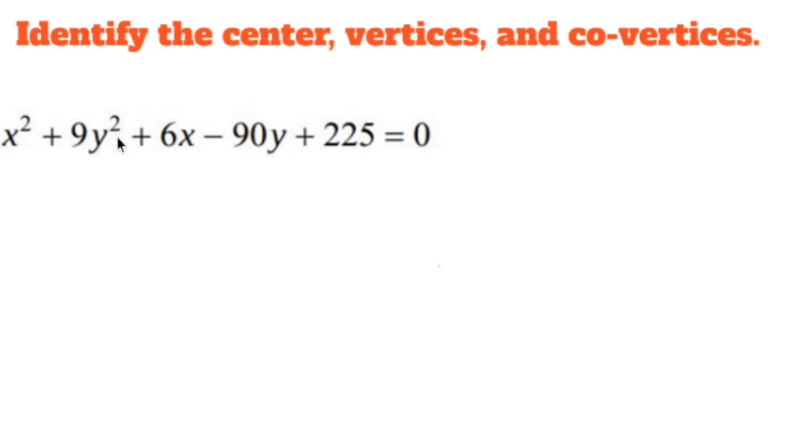So is this an ellipse? Yes. Why? Because both of these are positive. If one of these were negative, then it's something else. You'll find out in the near future what that something else could be.